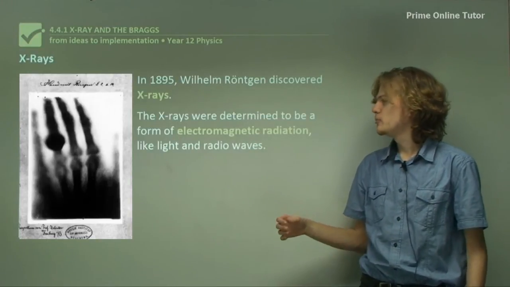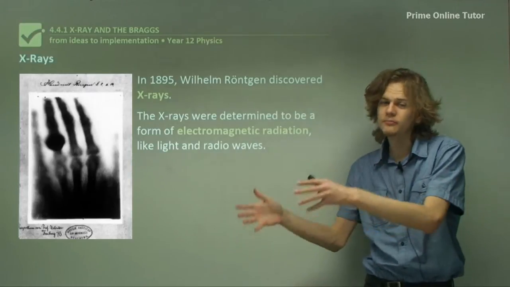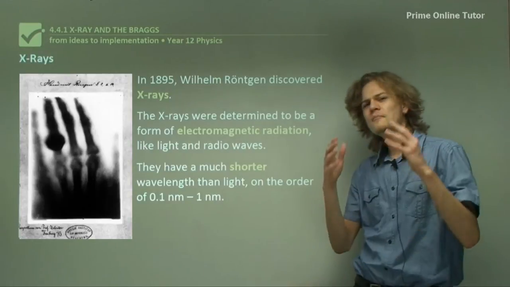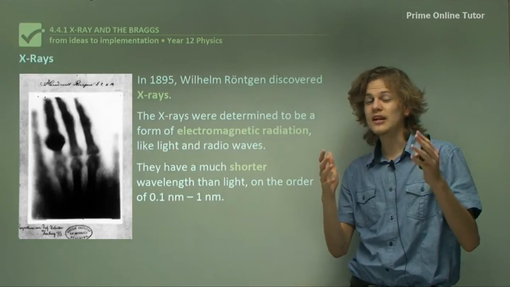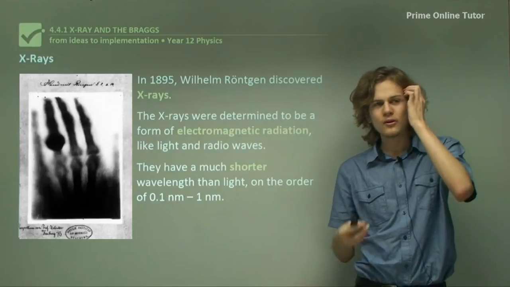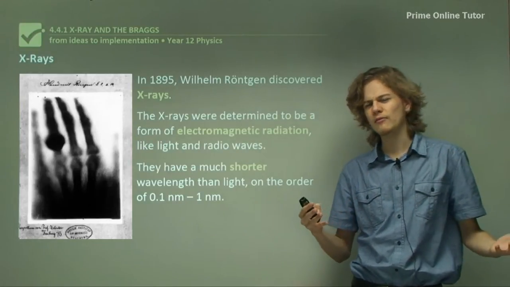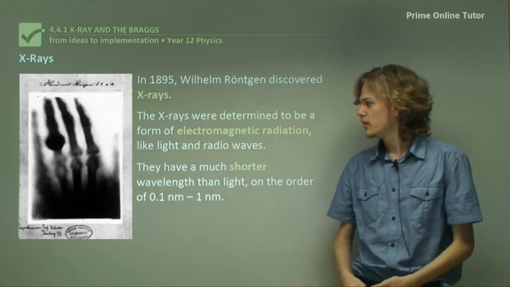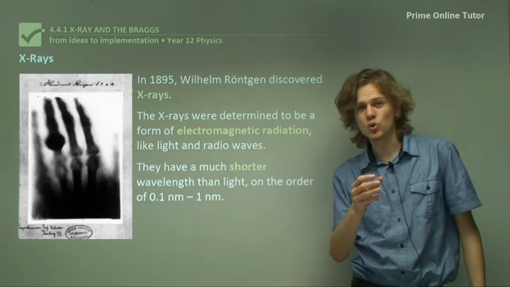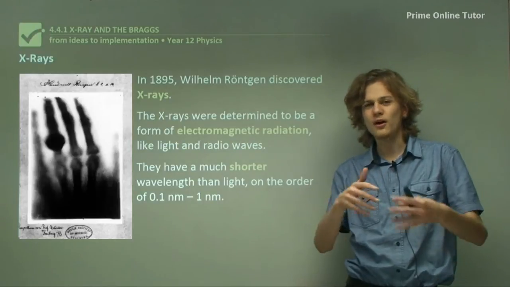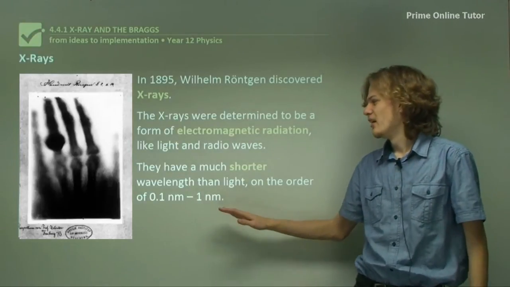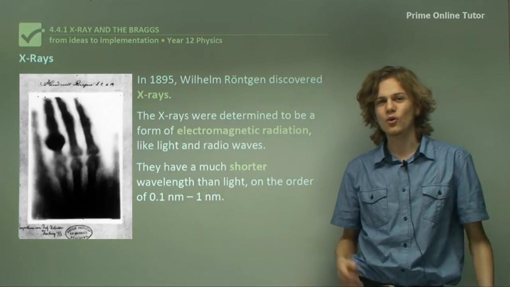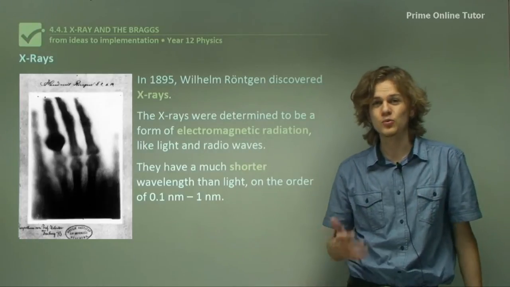The X-rays were determined to be electromagnetic radiation like light or radio waves, which had both been discovered by that point. And they had a much shorter wavelength than either radio or light. So if we remember from our section on radio, radio has a wavelength of about 1 meter, or about half a meter, or tens of meters. Light has a wavelength that's much shorter, on the order of about 500 nanometers. X-rays, on the other hand, are even shorter than that of light. They have a wavelength of 1 nanometer or less, which is really quite small.